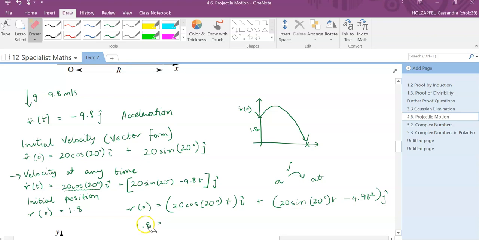Oh, no, it's not. I've just made a mistake. Sorry. This is for the initial position, so this is for any time here. Let me fix that, because I integrated this particular function here. So this is for any time.